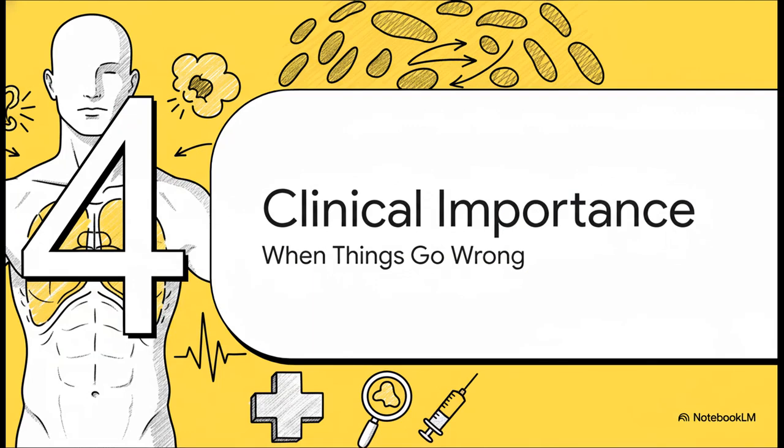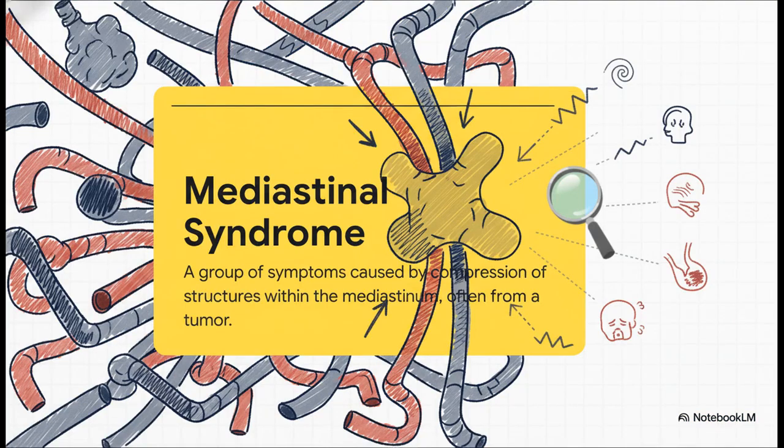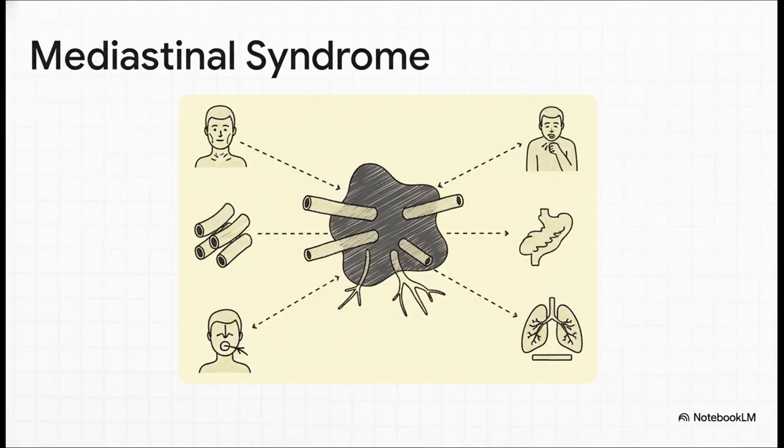Simple as that. So you might be wondering, why do we need to know all these little compartments? Well, in medicine, this is where it all becomes really important. When something goes wrong in this very crowded space, the symptoms can tell us exactly where the problem is. Think about it. Because all these vital structures are packed in there so tightly, any kind of tumor or swelling can start to squeeze them. And when that happens, it causes a predictable group of symptoms that we call mediastinal syndrome. And this is where knowing your anatomy really pays off. Each symptom points directly to a specific structure that's being compressed.